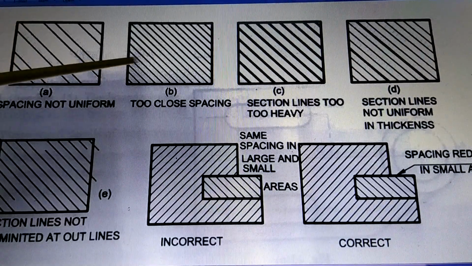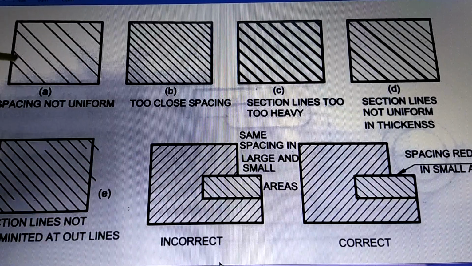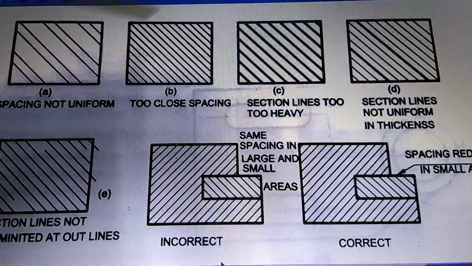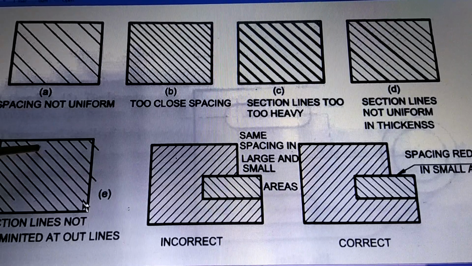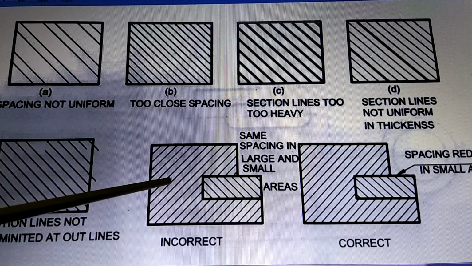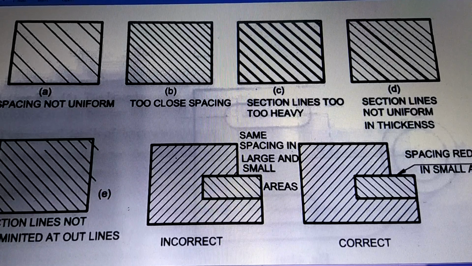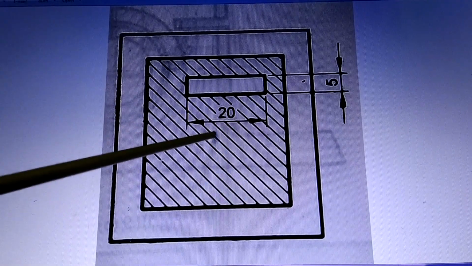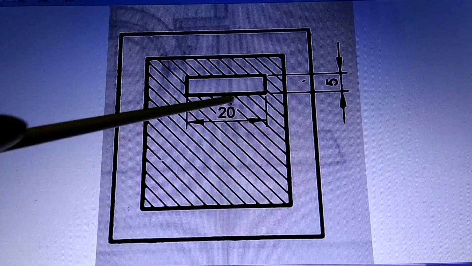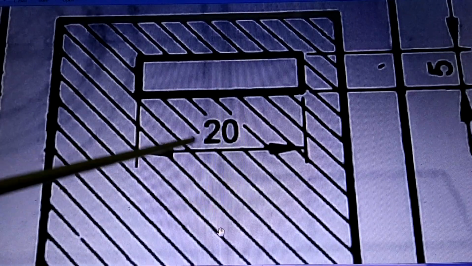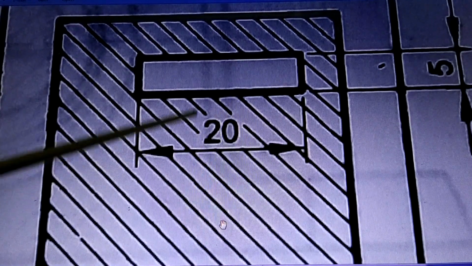Different types of mistakes which we should avoid: spacing very close, very far away, too dark, unequal, lines not going till the end, and lines not proportionate. These are different examples of mistakes, incorrect section lines. Then wherever there is a dimension, the section lines are discontinued and you have to introduce the dimension there. You can see here section lines are not drawn here. They are discontinued.